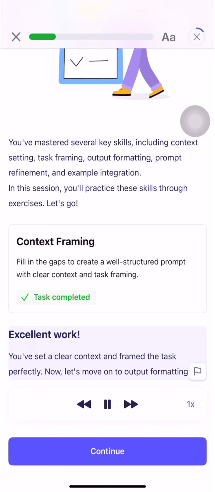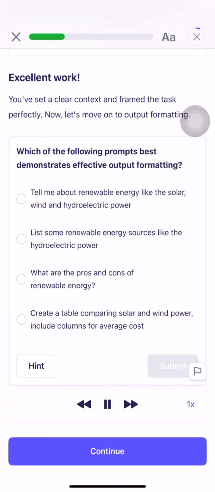Excellent work. You've set a clear context and framed the task perfectly. Now let's move on to output formatting. Which of the following prompts best demonstrates effective output formatting?